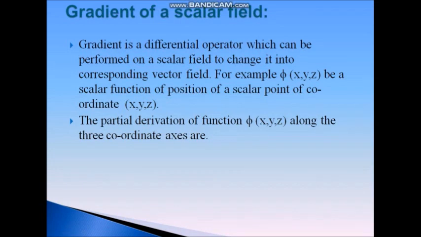The gradient of a scalar is nothing but a differential operation which can be performed on a scalar field to change it into the corresponding vector field. Simply, when an operator performs on a scalar field, it converts it into a vector field. For example, we consider psi of x, y, z is a function, a scalar function in space or in a scalar field at the coordinates x, y, z.